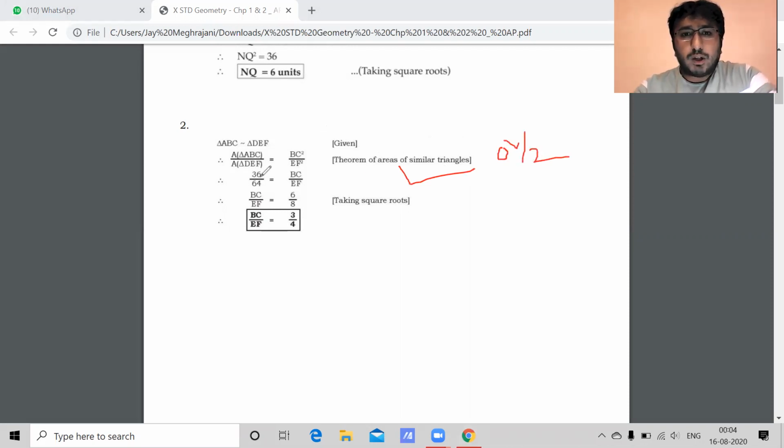We substitute the value. 36 upon 64 is equal to BC square upon EF square. Taking square root on both the sides, we get BC upon EF is equal to 6 upon 8. We reduce it by table of 2. So BC upon EF is 3 upon 4. Okay. So students, if your final answer is correct, you will get more half marks. So if your entire sum is correct, you will be getting 1 mark.